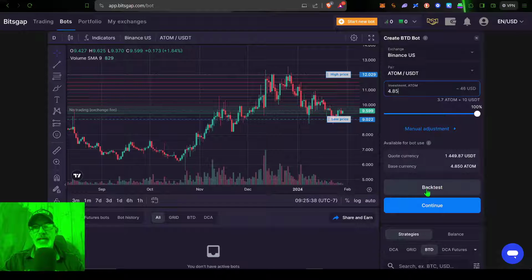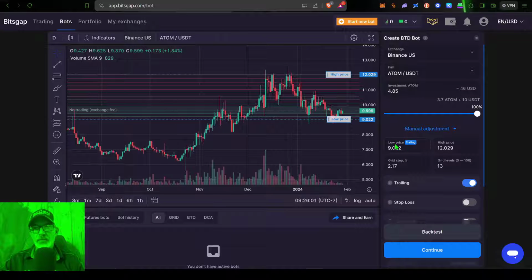Now you could just click continue if you want the auto settings that the bot has already set up for you. But we are going to manually configure this bot. So I'm going to click on the manual adjust, and I want to configure both the low price and the high price. In this case, you can see the low price will be a trailing price. That basically means if the price goes down below, say in this example, $9, the bot will continue to follow that price down.